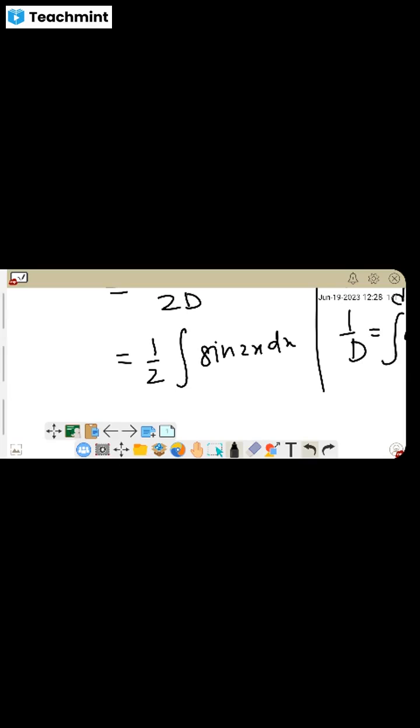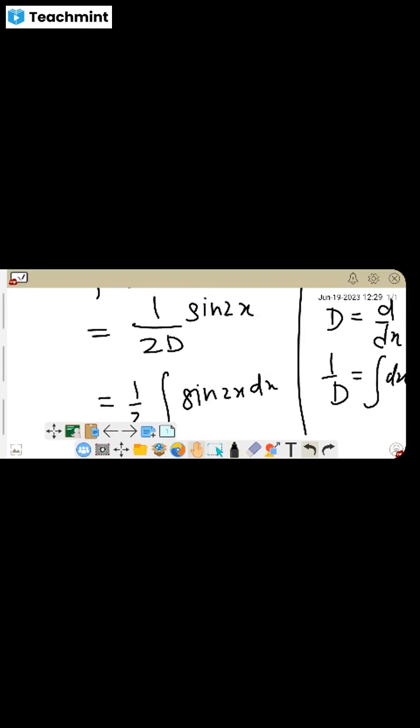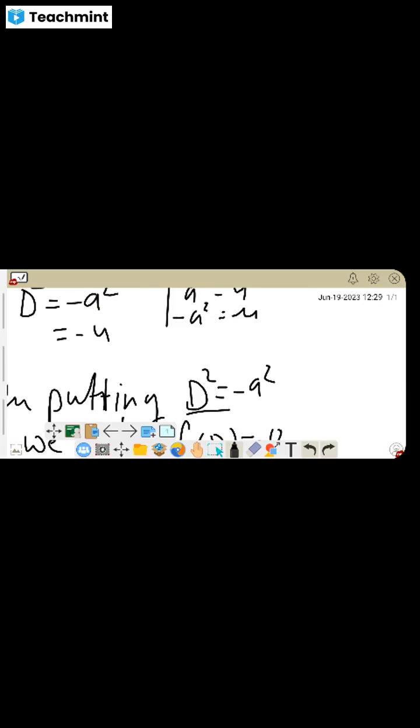Or you can directly use 1 upon D as integration. Ma'am, why can't we put this value as a? Because we use D square is equal to minus a square. When we take the value of D, it will become an imaginary part, and we use this only to solve for sine or cos.